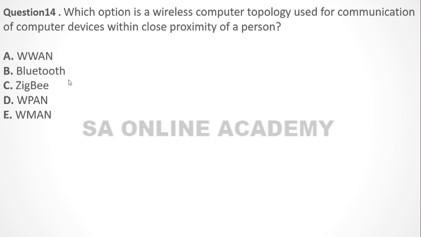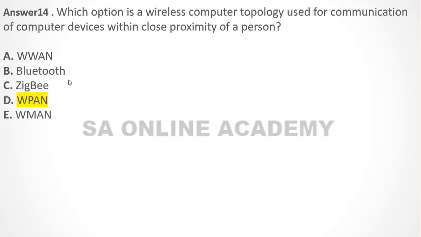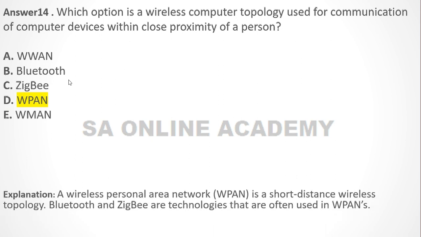Next question. Which option is the wireless topology used for communication of computer devices within close proximity of a person? Option A WAN, option B Bluetooth, option C Zigbee, option D WPAN, option E WLAN. We discussed four types of network topologies: WMAN, WPAN, WWAN, and WLAN. So WPAN is the right answer for this question. Wireless personal area network is a short distance wireless topology. Bluetooth and Zigbee are technologies that are often used in WPANs.